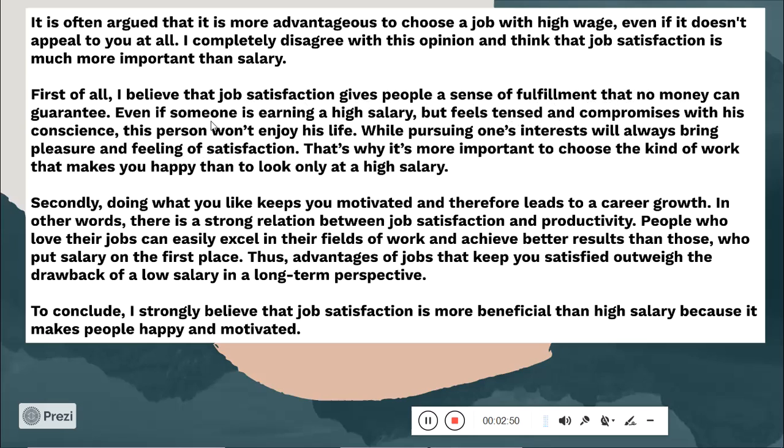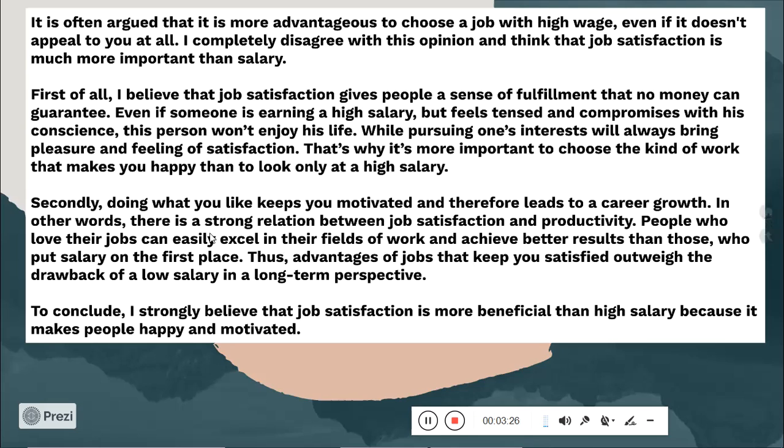Even if someone is earning a high salary but feels tense and compromises with his conscience, this person won't enjoy his life. While pursuing one's interests will always bring pleasure and a feeling of satisfaction. That's why it's more important to choose the kind of work that makes you happy than to look only at a high salary. Secondly, doing what you like keeps you motivated and therefore leads to career growth.